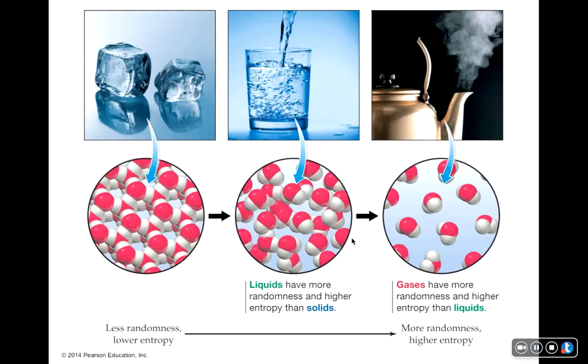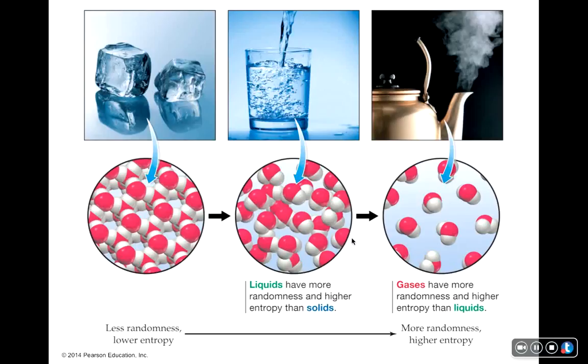In terms of applications to reactions, the different phases have increasing levels of entropy. There's less randomness in a solid, so that's at the lower end of an entropy scale, if you will. Liquids have higher randomness, higher entropy than solids, and likewise gases have higher randomness than liquids.